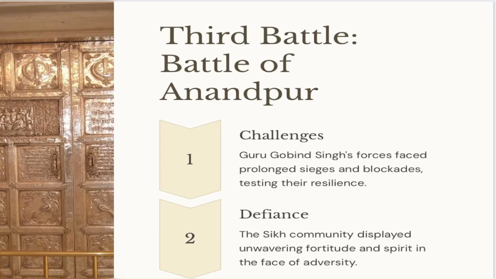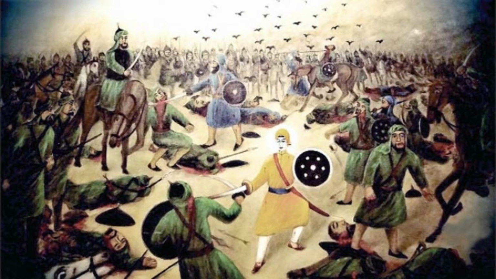The third battle was the Battle of Anandpur, which was also known as the Siege of Anandpur. It was a series of conflicts that took place between the Sikh forces led by Guru Gobind Singh and the Mughal and Hill Rajput forces from 1700 to 1705. Anandpur Sahib was a significant center for the Sikhs and faced prolonged sieges and battles during this period. The conflicts were triggered by the animosity of the Mughal authorities, particularly Wazir Khan, and the hill chieftains toward Guru Gobind Singh and the Sikh community.